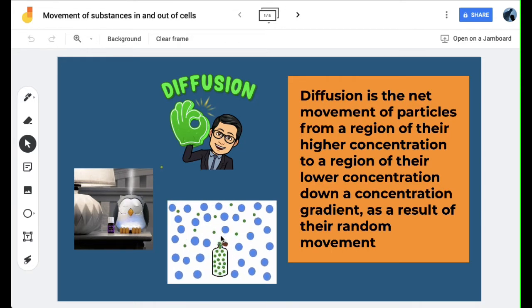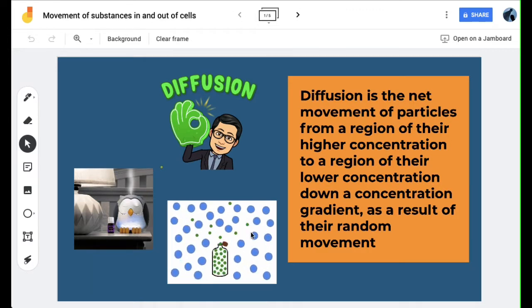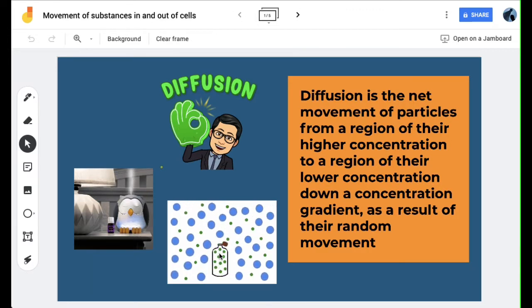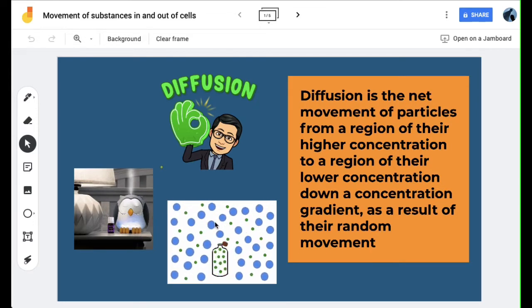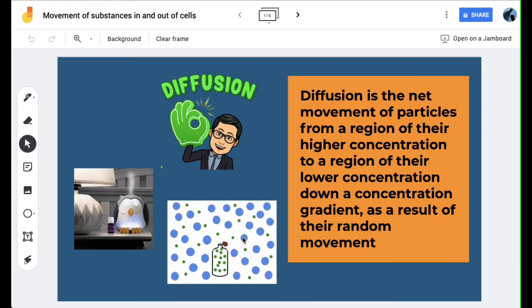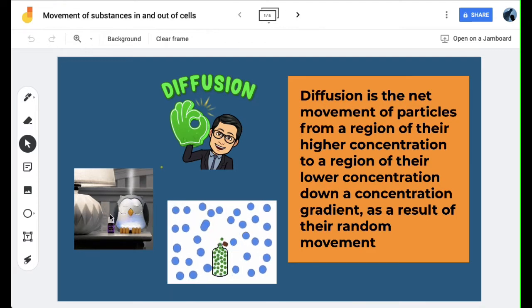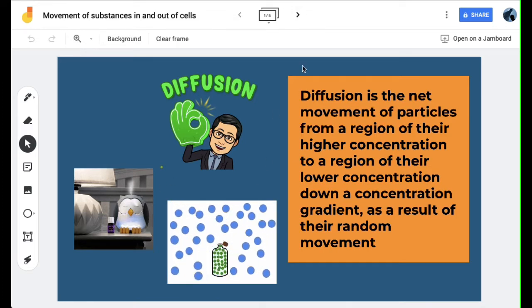You can see clearly from the image that I have presented here that the molecules inside the jar are diffusing and they are mixing and moving through the spaces available. Same thing from this humidifier. Let's move on.